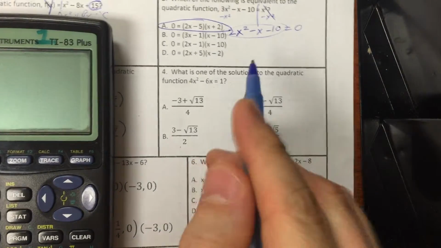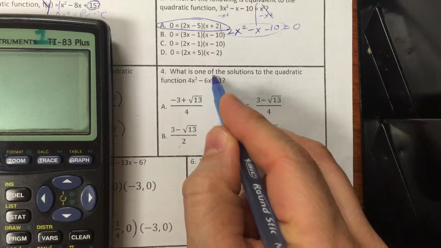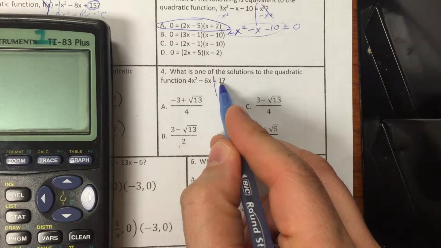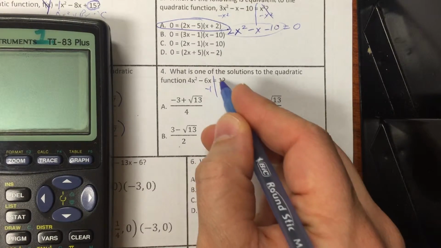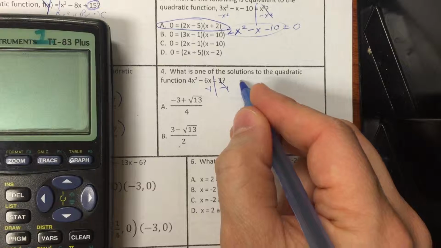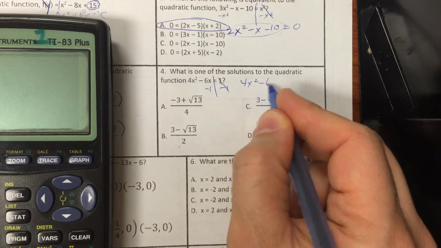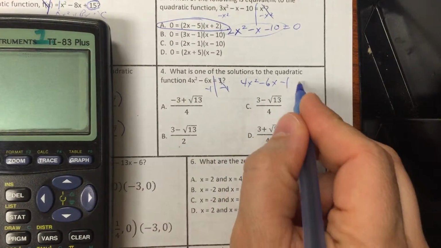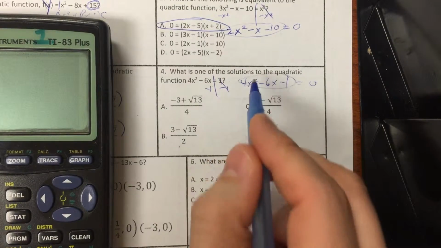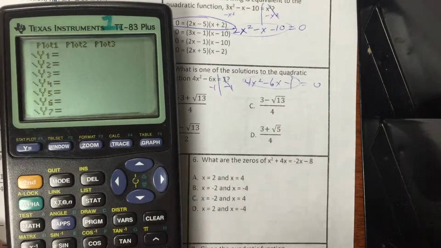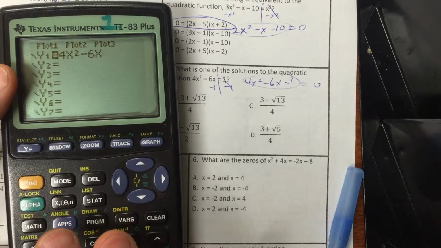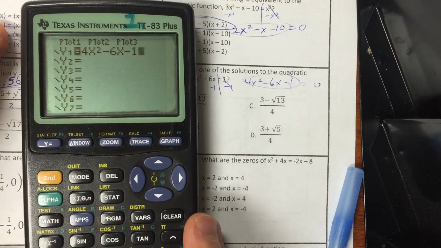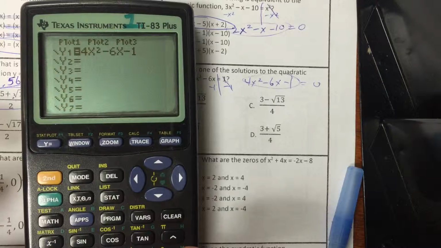What we're going to do here, before we can put this in the calculator, we have to make sure everything is on one side. This 1 hanging out by himself, not going to work. We got to move him across the wall. -1, -1. So we have 4x squared minus 6x minus 1 equals 0. This is what goes in the y equals screen. 4x squared minus 6x minus 1.